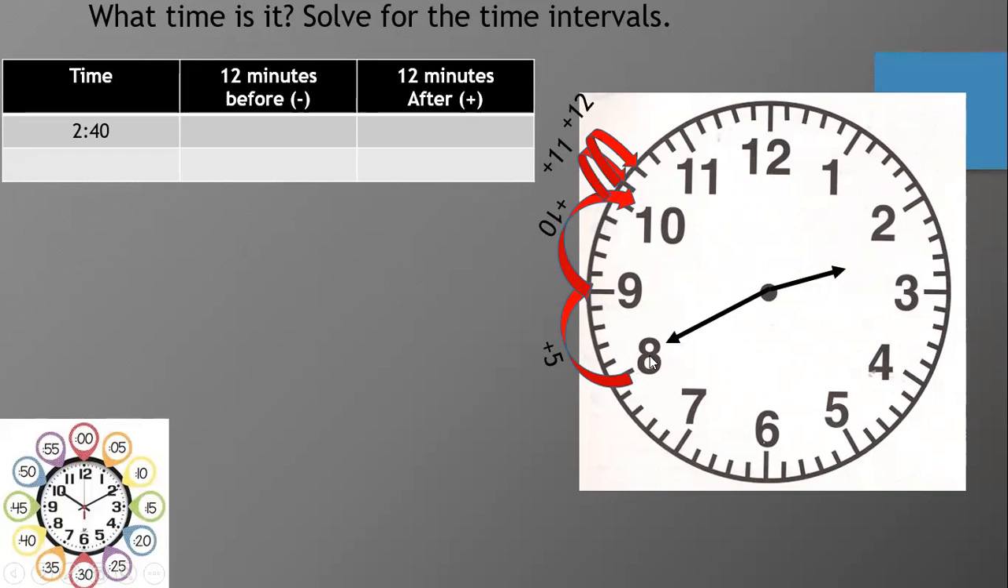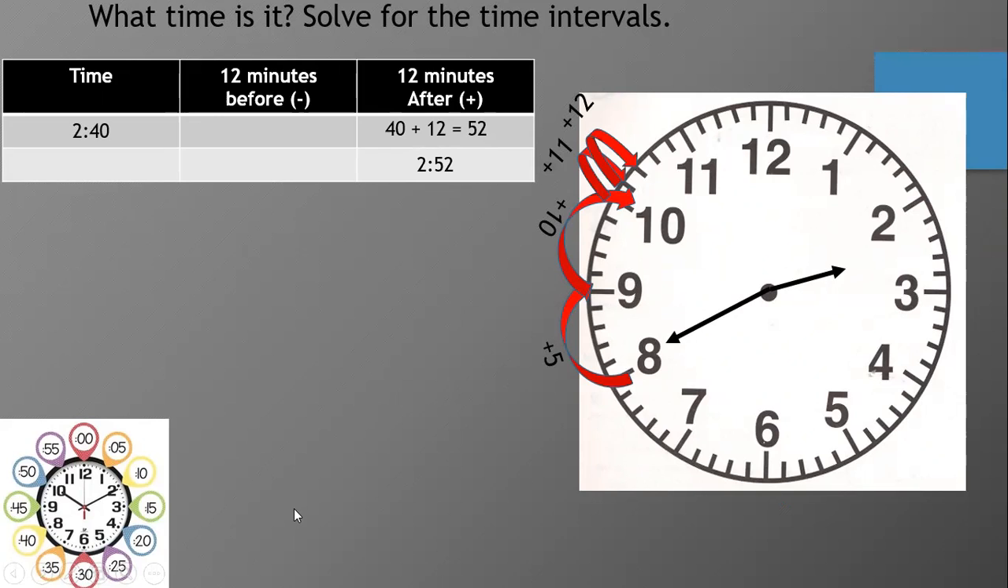So we're at 2:40. This would be 2:45, 2:50, 2:51, 2:52. Let's see if we can add it and get the same thing. So we have adding the minutes, 40 plus 12 equals 52. So our new time is 2:52.